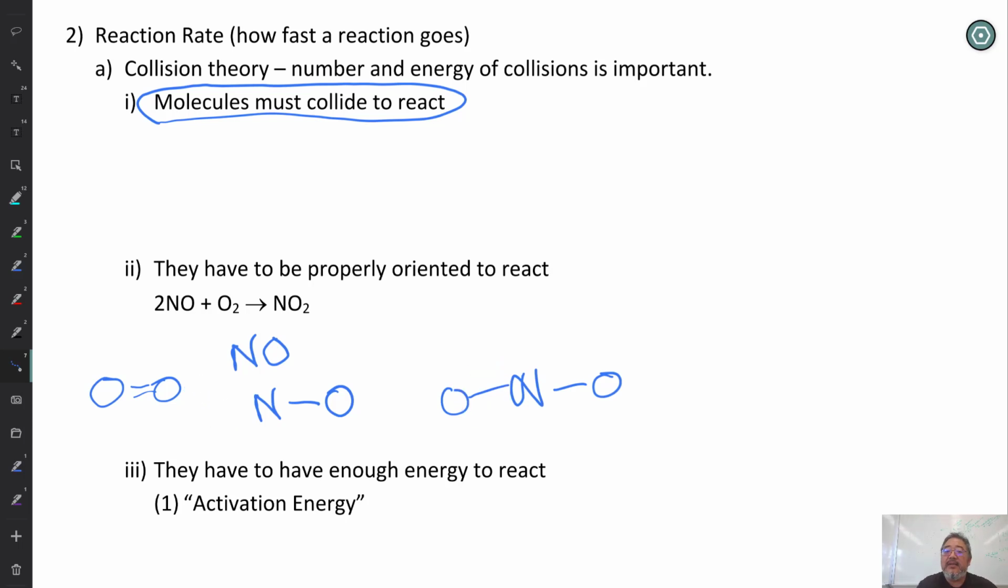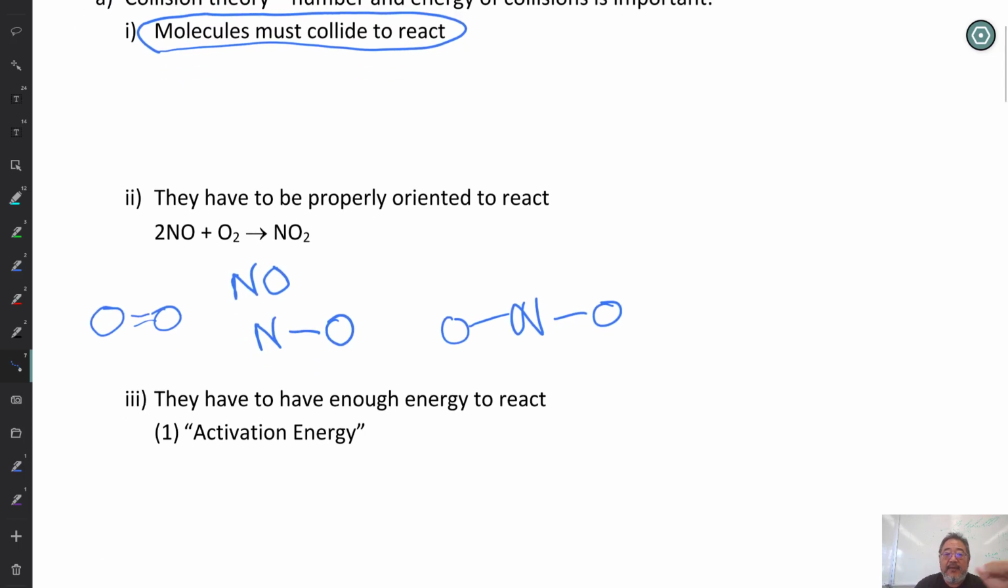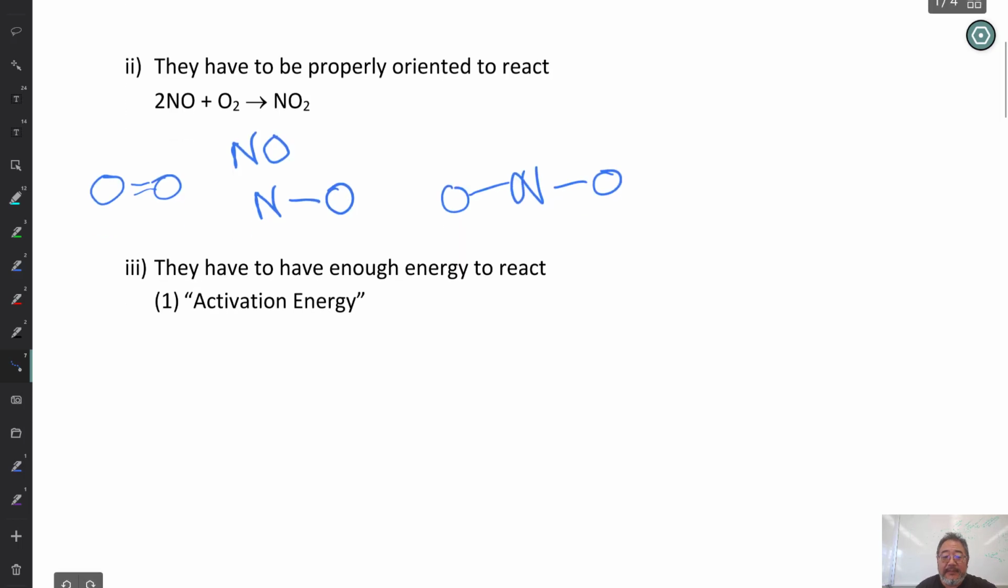So in collision theory, we know that they have to collide. They have to be properly oriented during the collision. And then the last one is there has to be enough energy for the new bond to form and the old bond to be broken. In fact, all the energy really is for breaking the old bond that needs to be gotten rid of in order to make the new bond. So the collision has to be effective, has to have colliding molecules, has to be properly oriented, and has to have the right activation energy.